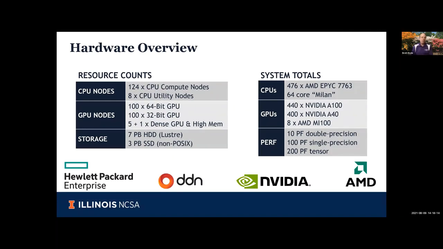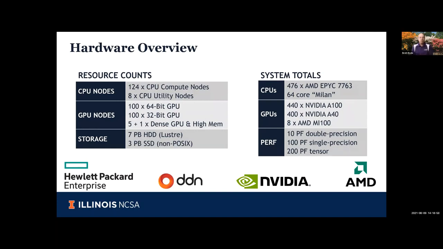Another 100 that are focused on 32-bit GPU performance, and then 5 that have large memory, 2 terabytes per node, and 8 GPUs per node to enable more scalability within a node for those problems that don't do distributed scaling very well. And then we have an additional 124 dual socket CPU nodes that are focused on the portions of the workflows that aren't GPU enabled, to allow that to all be done on the Delta system. We have an additional 8 nodes that are basically the same configuration as the CPU-based compute nodes that are available for various utility functions, and I'll talk about those again in a minute.